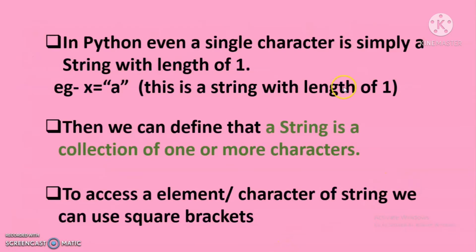In Python, even a single character is simply a string with a length of 1. What is that? Here, I have written a variable name x. Then I have assigned a simple 'a'. Now this is a string with a length of 1, right? Then we can define that a string is a collection of one or more characters. Even if it is one character, it is a string in Python. To access an element or character of a string, we can use square brackets.